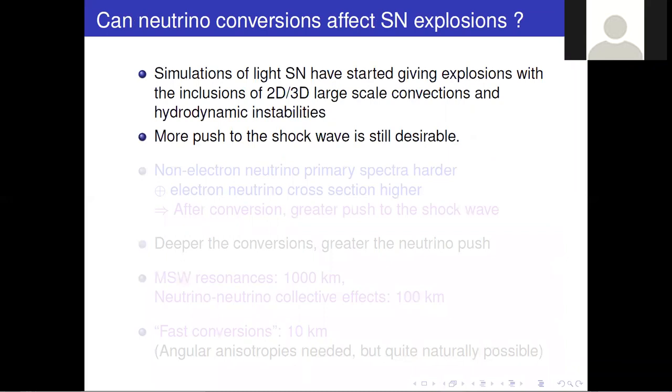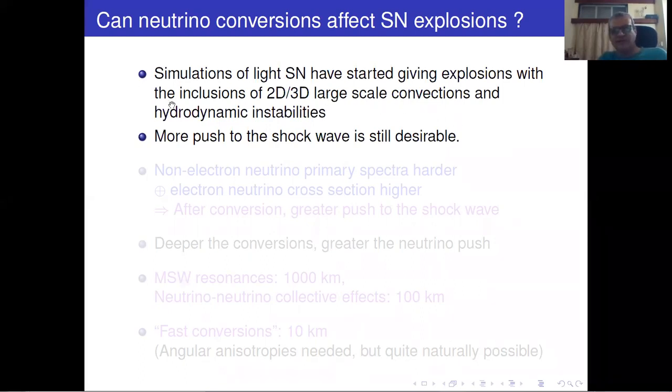So what are the interesting things that these neutrino-neutrino interactions do? One question that always troubles people who are exploring supernova is, can neutrino conversion affect supernova explosions? Right now, people do not put neutrino oscillations in their supernova explosion codes simply because they are too time consuming. As I mentioned here, the simulations of light supernovae give explosions with the inclusion of convection and instabilities. However, you would like more push to the shockwave because even heavier supernovae do explode.